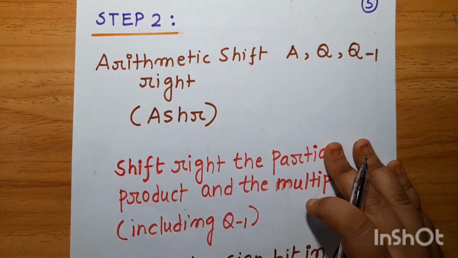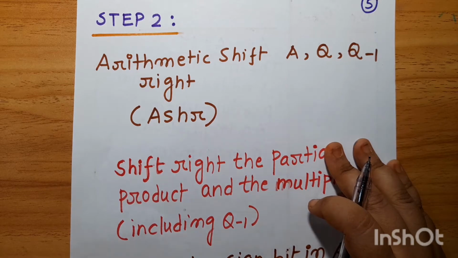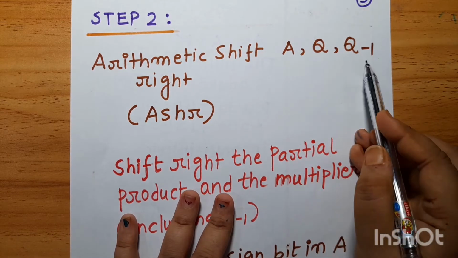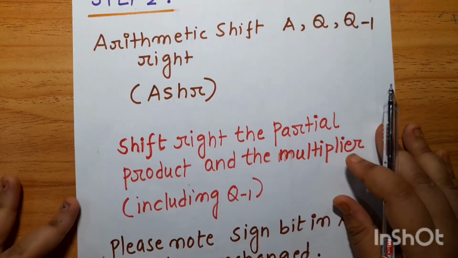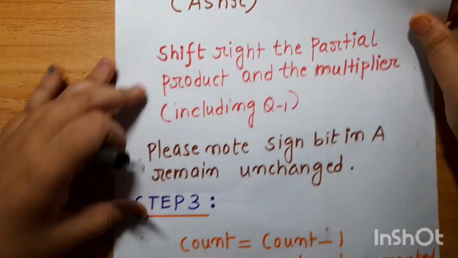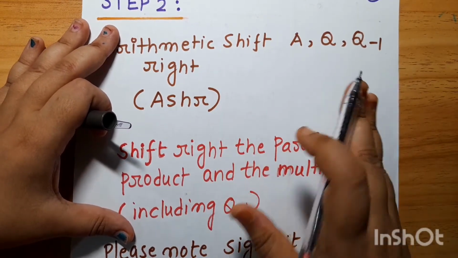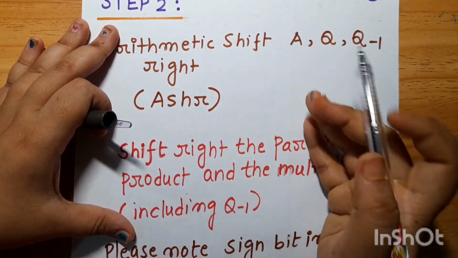Now here we will do step 2. So we did the updation of a. A is updated in any of the cases, whether q0 and q minus 1 is 0 0, 0 1, 1 0 or 1 1. After that step is over, the arithmetic right shift operation happens. There, a, q and q minus 1 are all put together next to each other. Please note here the right shift will definitely happen.